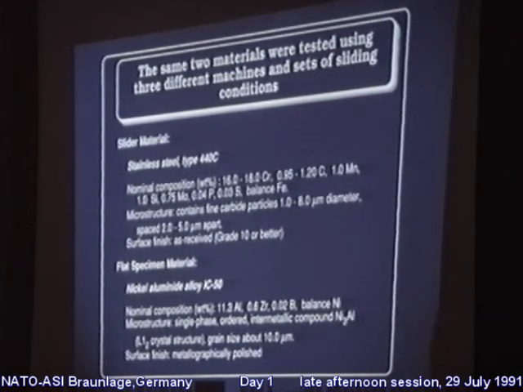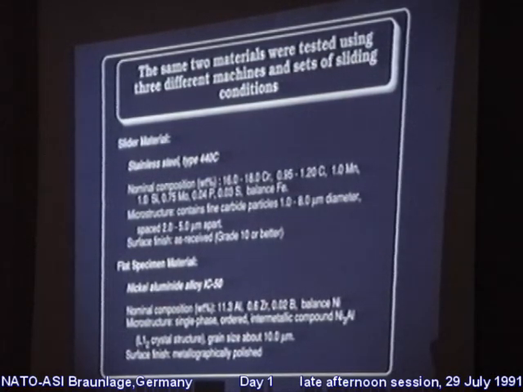Now, I said we had the same two materials tested on different machines. So in order to characterize the materials, I used stainless steel type 440C. Its composition is shown here. But I want to point out that the microstructure contains fine carbide particles, perhaps 1 to 8 micrometers across, blocky carbides, spaced maybe 2 to 5 micrometers apart. And these sorts of dimensions are characteristic of the friction probe experiment that I'm going to describe shortly. So that we may have particles within the microstructure that are about the same size as at least the elastic contact.